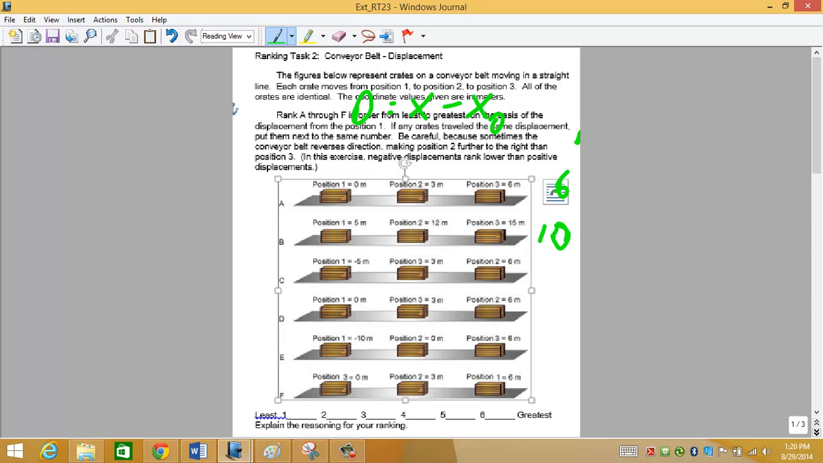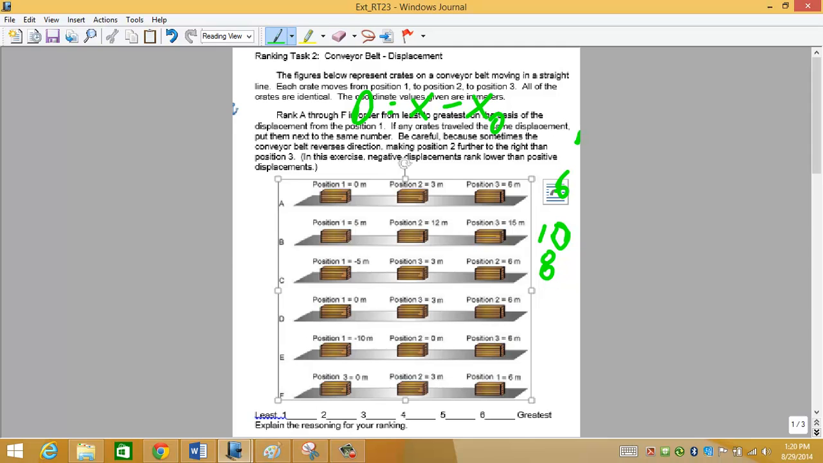So very similar to the question we just answered. In C, remember we did some backtracking. So my starting position is -5. My final position is 3. So I take 3 minus -5, and therefore I wind up with a displacement of positive 8.